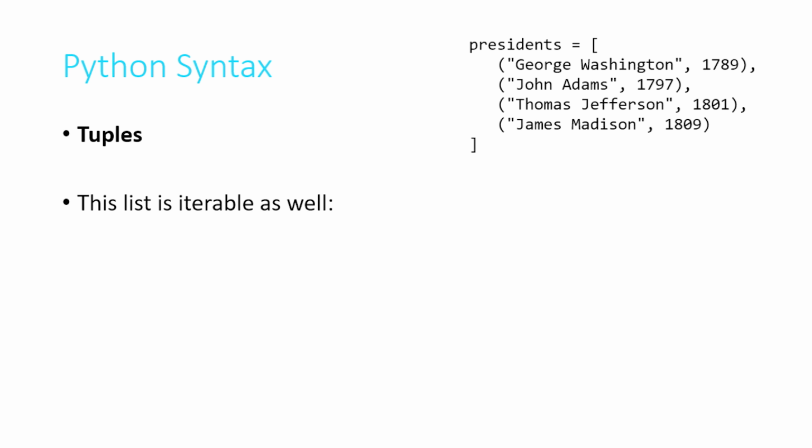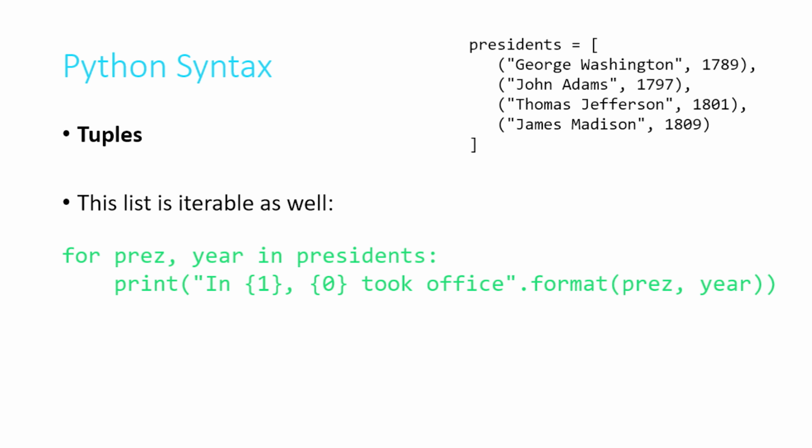So up at the top right is our presidents list from just the previous slide. And I can do the following. for pres, year in presidents. So now notice I'm not just saying for x in range, where I'm using one iterator. I have 2, pres, comma, year. And if you look, you'll notice that that actually matches what I have there in the presidents list.